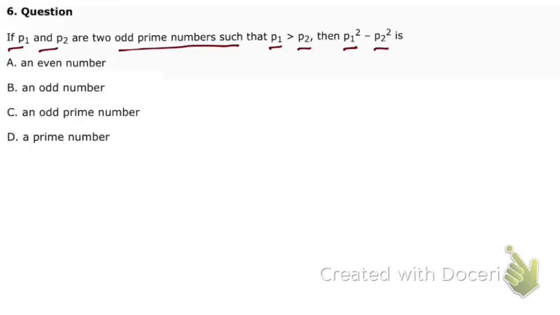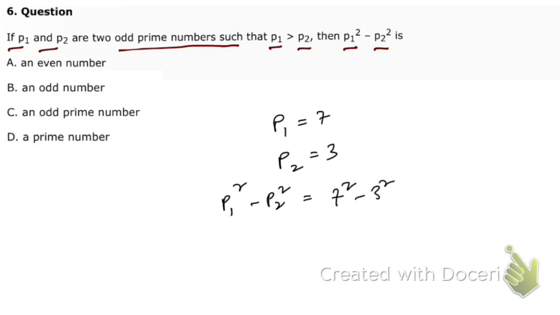To explain this, let me give you an example. Suppose P1 is 7 and P2 let me take 3. Okay, these are odd prime numbers. Now you see P1 square minus P2 square is going to be 7 square minus 3 square, so 49 minus 9, so that is 40, which is even. So that's going to be even. Option A is correct. Okay, right?